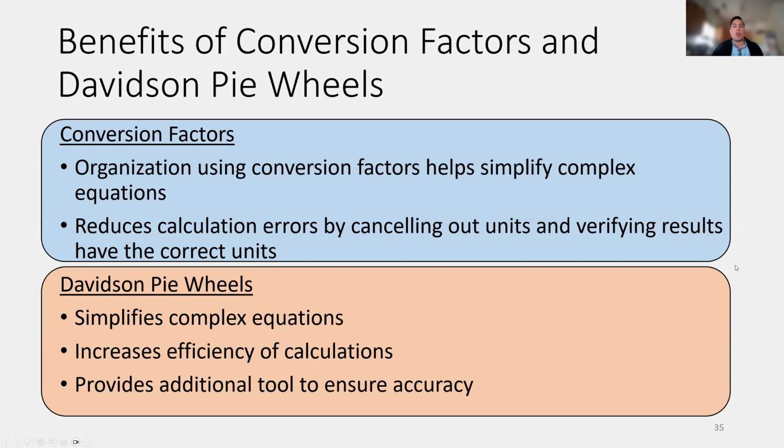Now for the Davidson pie wheels, this also simplifies complex equations by just taking a nice little pie wheel and understanding where to find the desired product or the variables that are used to calculate that product. This helps you increase your efficiency of those calculations. You can do it kind of quickly. Then it also provides an additional tool to ensure the accuracy. So if you're someone that likes to just use conversion factors or to multiply across and understand the equation in a detailed way, you can calculate that way that you're comfortable with and then use the Davidson pie wheel to supplement a quick way to verify your answer.